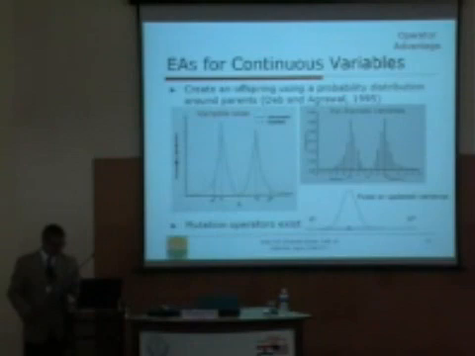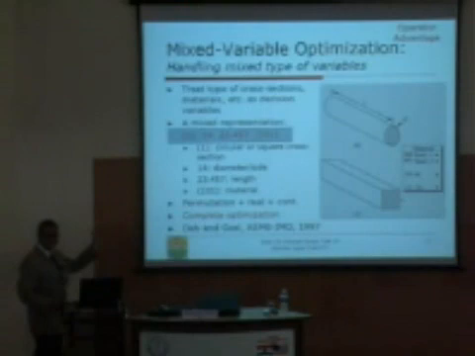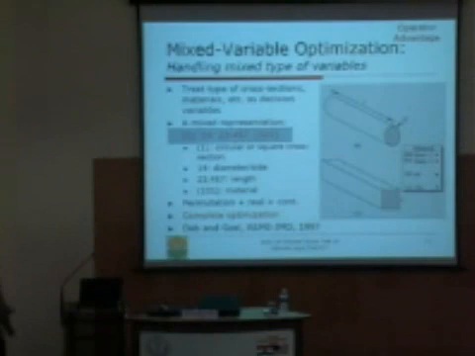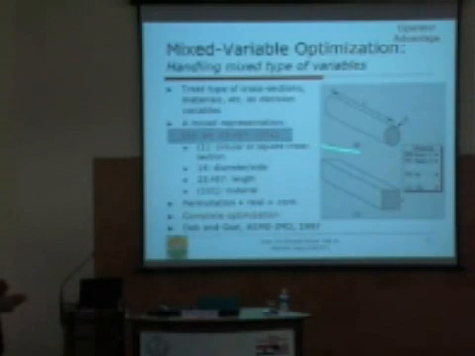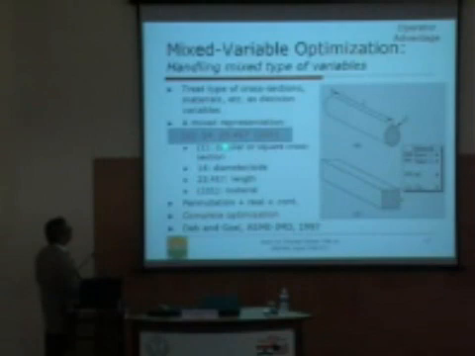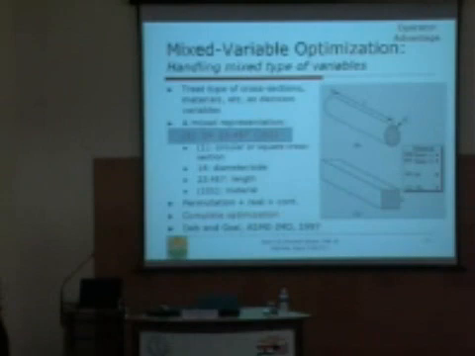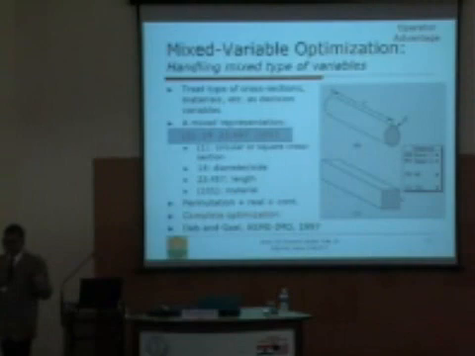Once you have this integer handling and then real handling, you can put them all together and have a mixed handling of this. Here is an example. This is a typical GA string showing that one means it's a square cross section, so I'm looking at a member which has a square cross section. If this were zero, I would have looked at it as a circular cross section. It has a side length of 14, a length of 23.457 in some unit, and it's made out of aluminum. So anything that you can think of to put here as a variable, you can practically do it. If you want to use a classical method, you don't have that flexibility.